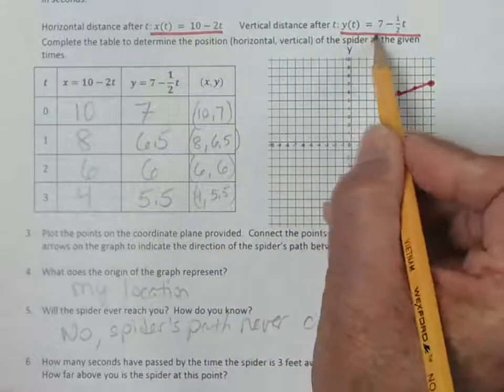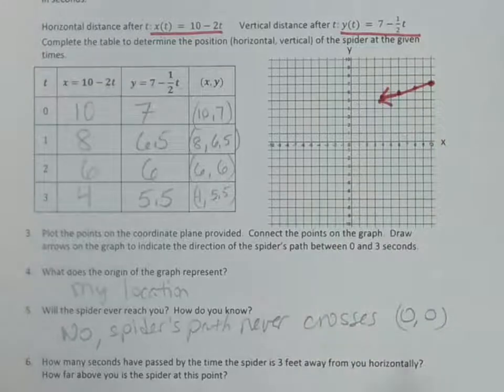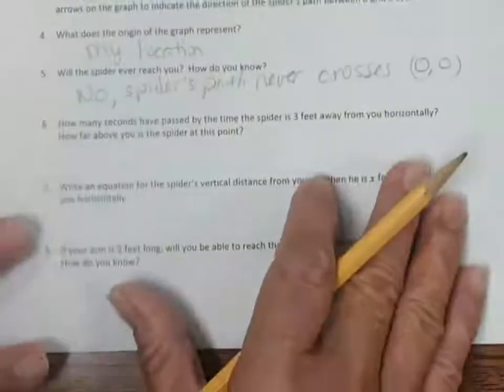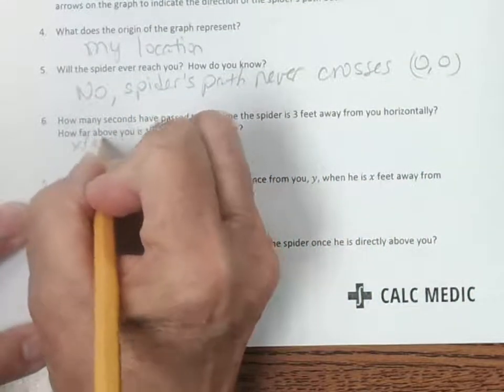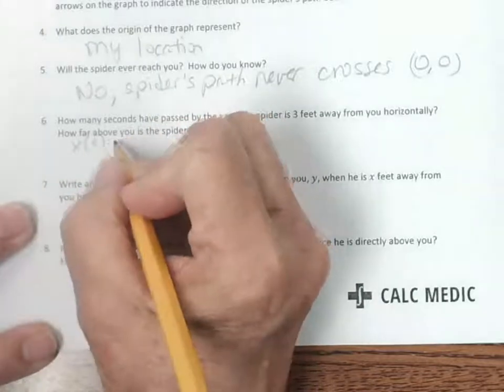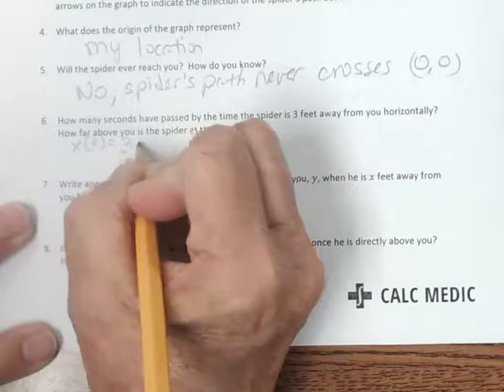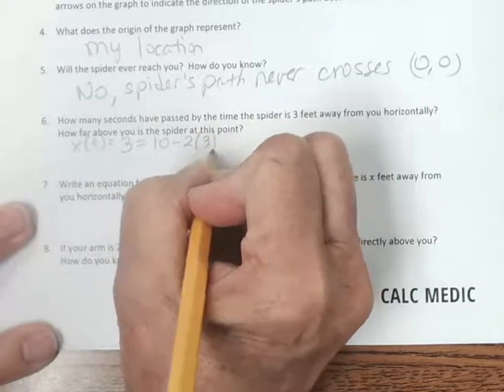My vertical distance is given by this equation. So if I want to know when the spider is 3 feet away from me horizontally, I'm going to use this equation. Let's write it again. x is a function of t, and we want to be 3 feet away from us. So when that equals 3, 10 minus 2 times 3.